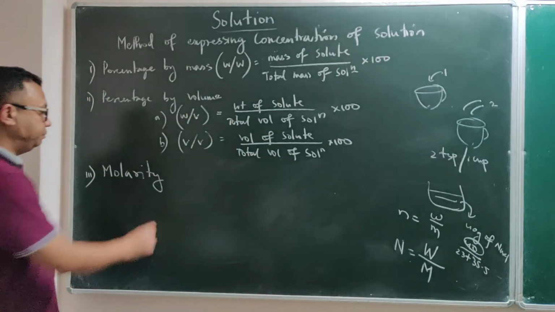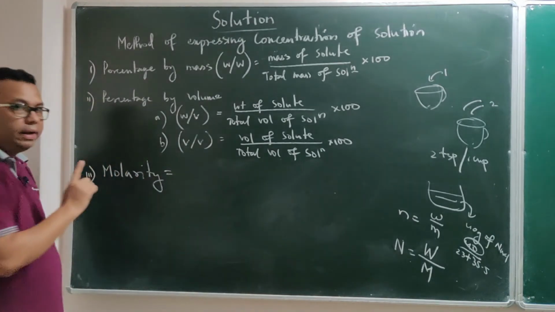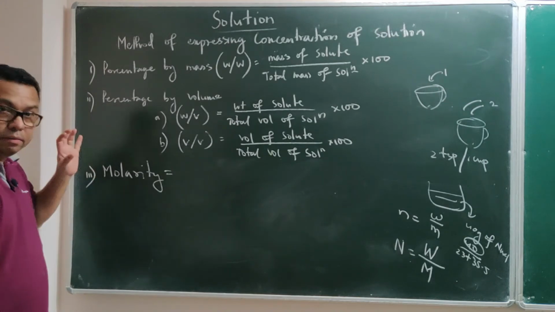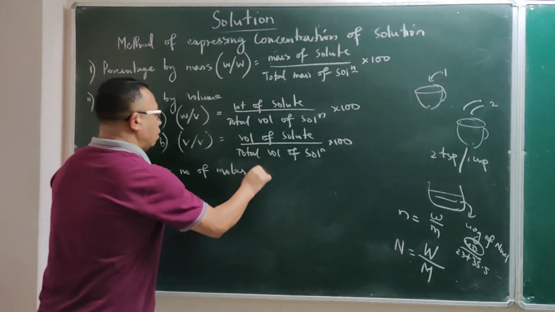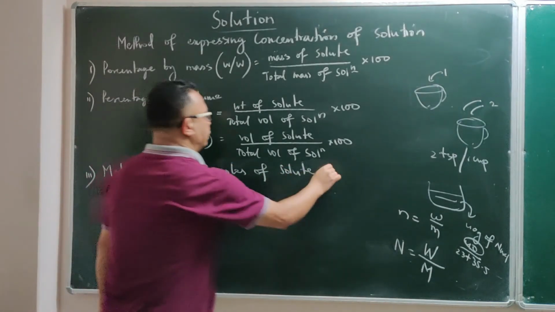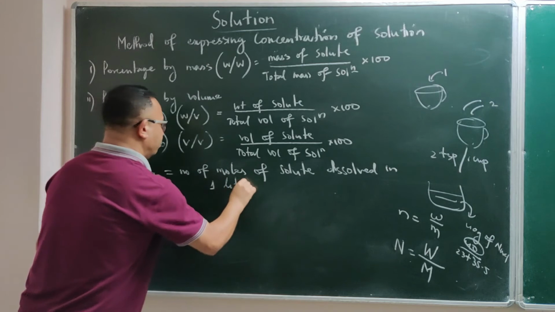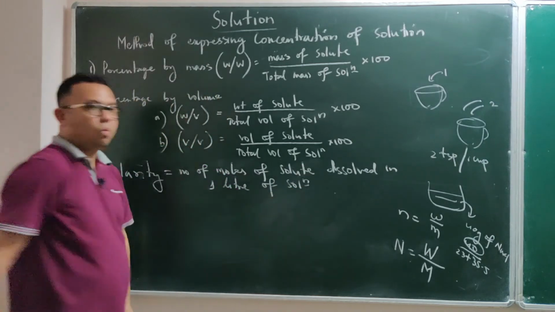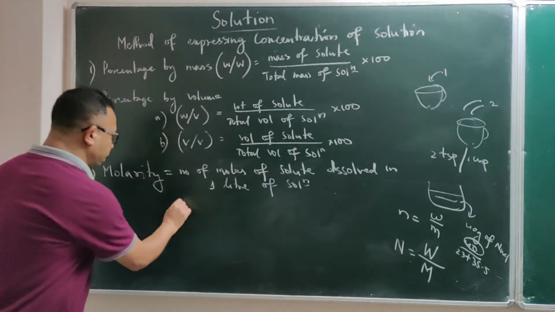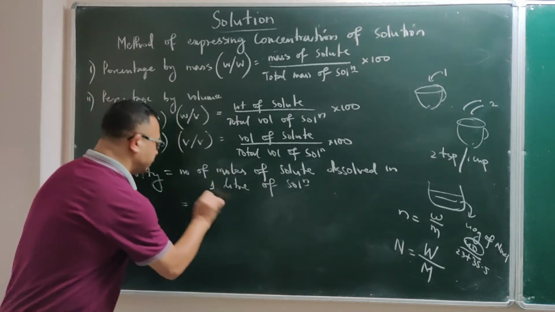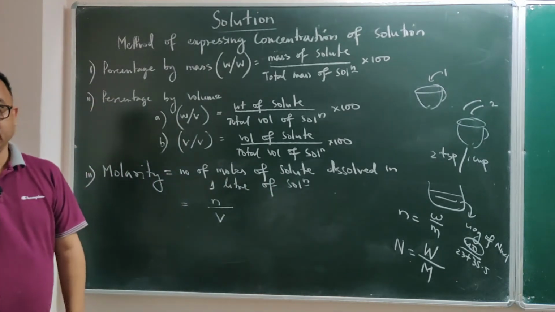Alright, coming back to molarity. Now what was the definition of molarity? We define molarity like this: molarity is defined as the number of moles of solute dissolved in 1 liter of solution. So in 1 liter of the solution, how many moles of solute are dissolved? Then the formula of molarity becomes the number of moles, small n, divided by volume. V here stands for the volume of the solution, and don't forget, it should be in liter.